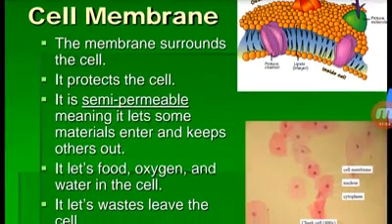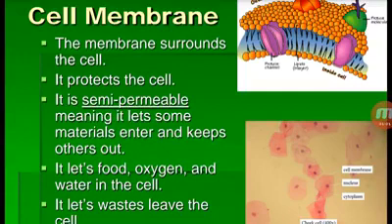The cell membrane is the membrane that surrounds the cell. It protects the cell. That's its function. And it is semi-permeable, meaning it lets some materials enter and keeps others out. Now, why is that so? Because cells only allow simple substances, like sugar in the form of glucose, protein in the form of amino acids, and fats or lipids in the form of fatty acids.